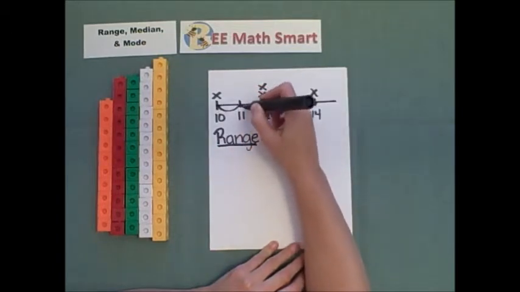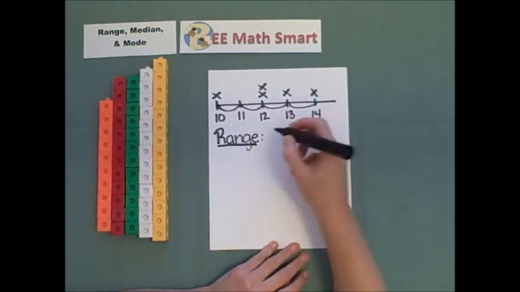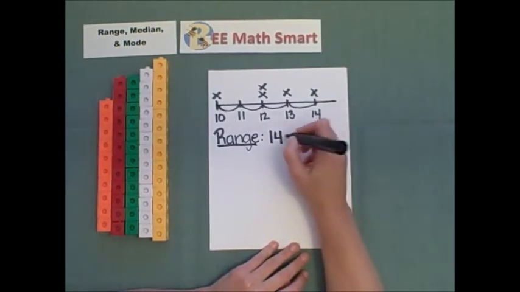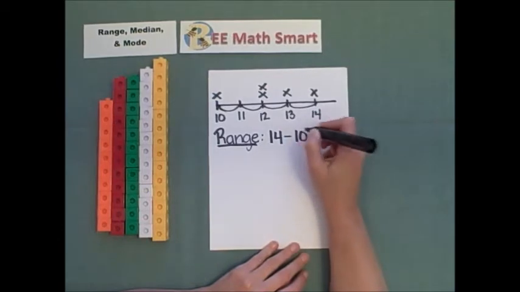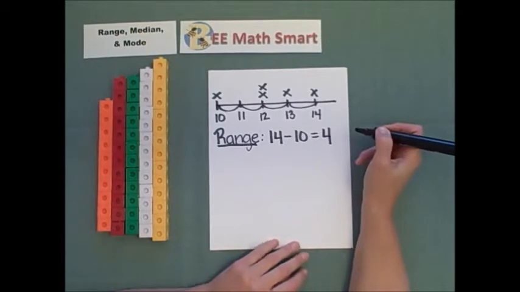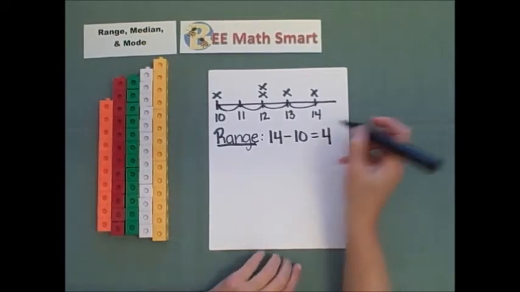So it takes up 1, 2, 3, 4 spaces. I can find that in a much simpler way by just taking my largest piece of data and subtracting my smallest piece of data to get the range, which is 4 spaces.